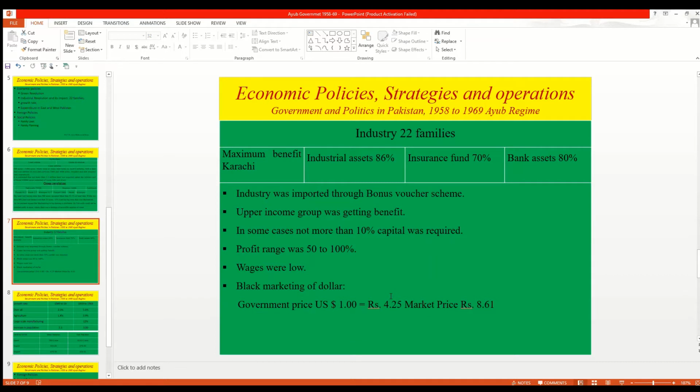However, the industry was installed in Pakistan, and there were 22 families occupying maximum assets. As far as industrial assets are concerned, 86% of industrial assets were occupied by the 22 families. 70% of insurance funds were property of the 22 families. 80% of bank assets were also occupied by the 22 families. These were the Daouds, Memons, Saigols, and so on.